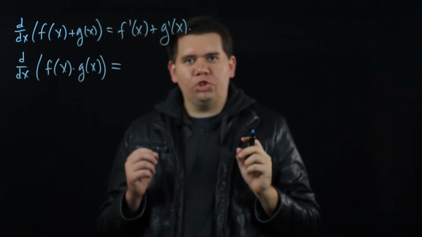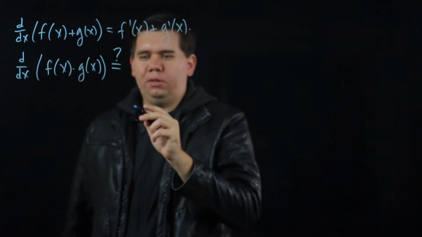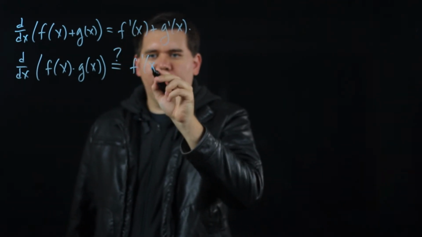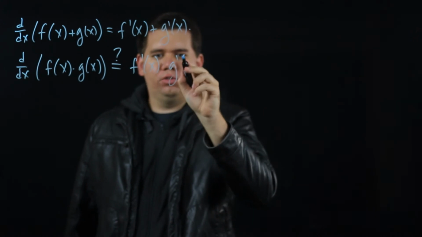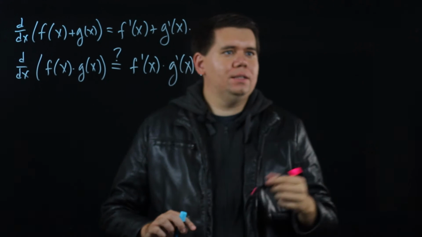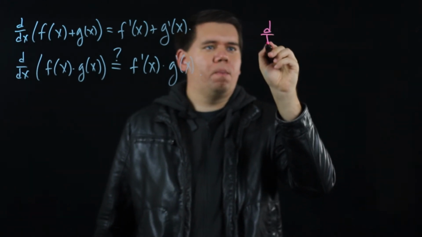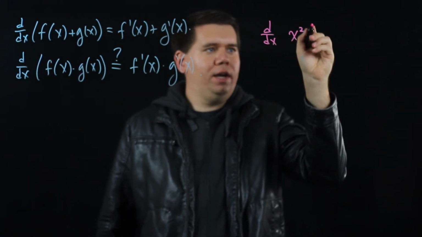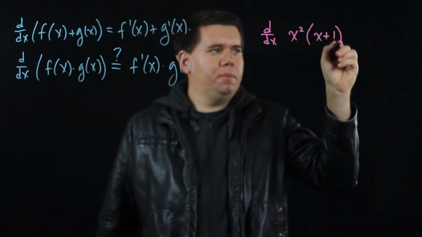You might guess that it should work the same way. Shouldn't that just be the derivative of the first function times the derivative of the second function? Well, let's look at an example. Let's say we have the derivative of x squared times x plus 1.